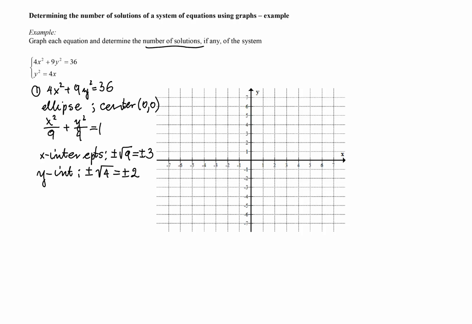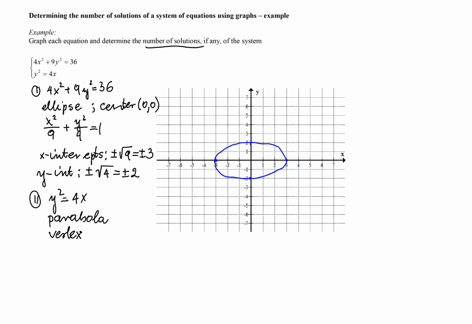Once we have the intercepts, we are ready to graph the ellipse. So let's plot the points, the intercepts, and draw the oval shape of the ellipse. Okay, the second equation is the equation y squared is equal to 4x. This equation has y squared and x in the first power, and therefore we recognize this as the equation of a parabola. This parabola has the vertex at the origin.